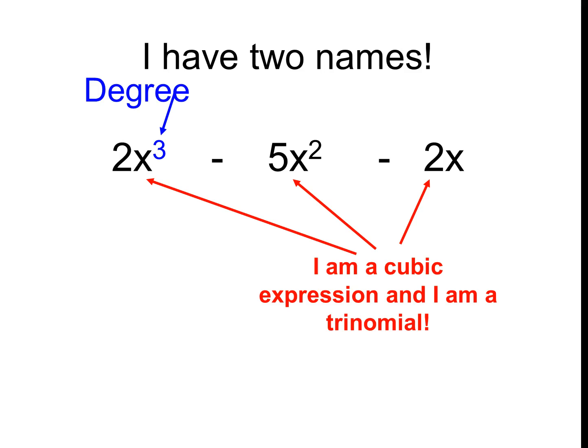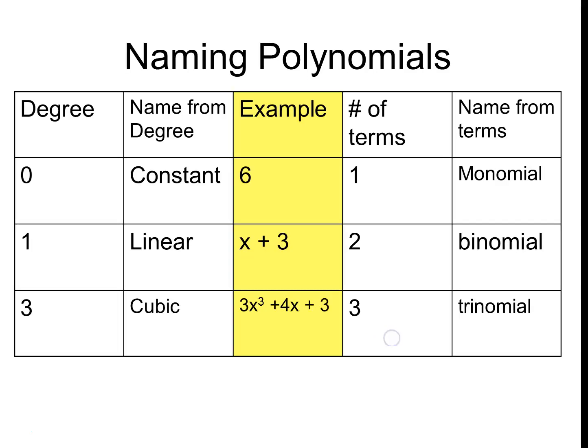So our polynomials generally have 2 terms. The degree tells you what kind of expression it is. This is a cubic. The number of terms tells you it's a trinomial. So we have lots of language that we have to do.